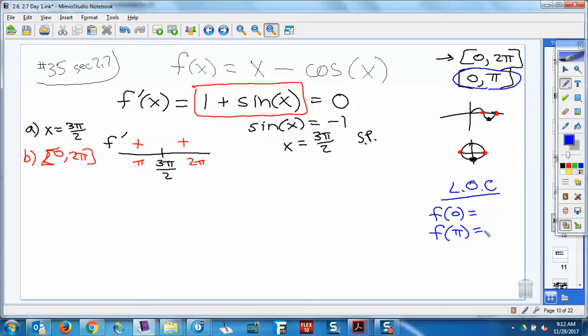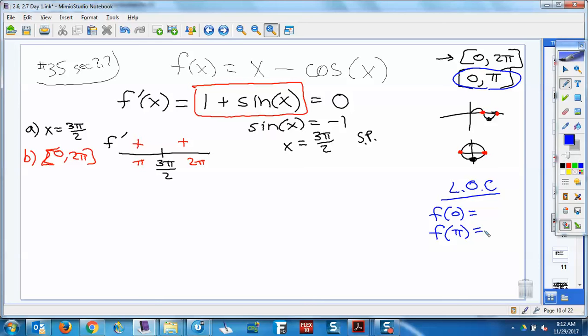3 pi halves. Jace, we're going to plug in 3 pi halves? Why not? It's not in the interval. It's not in 0 to pi. But normally you're right. We would look where F prime is 0. We would do F prime is 0 at 3 pi halves, but it turns out that it's not.